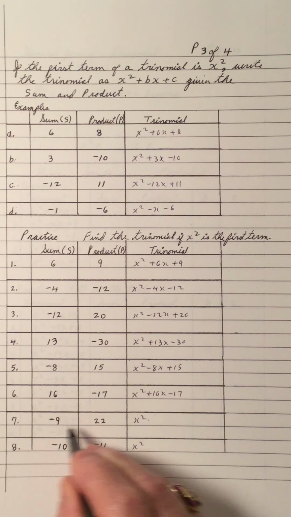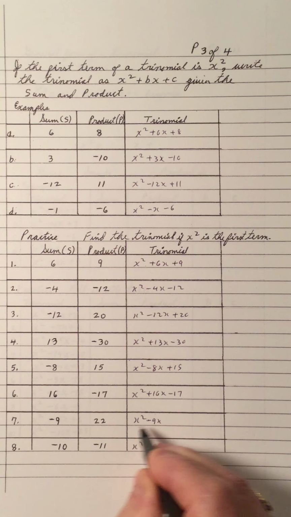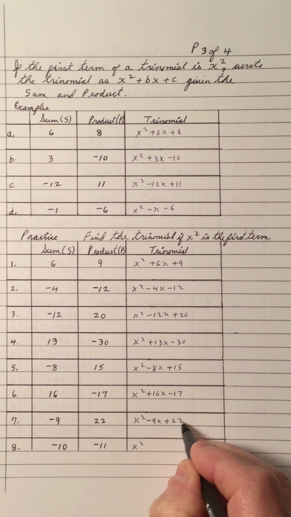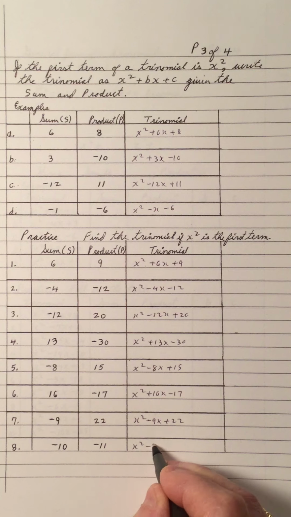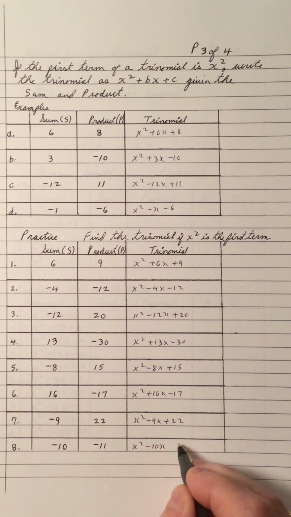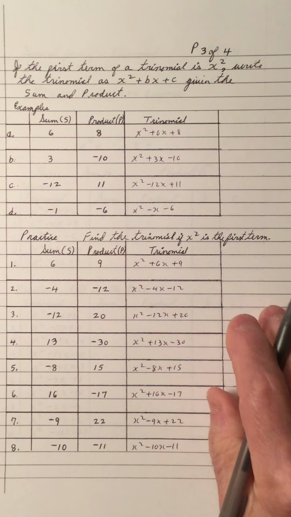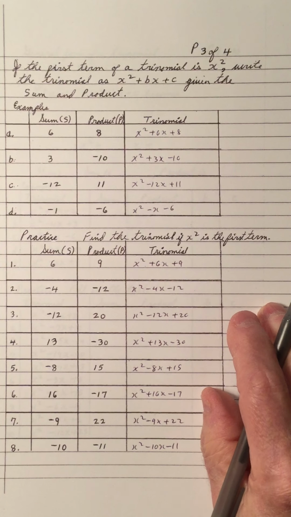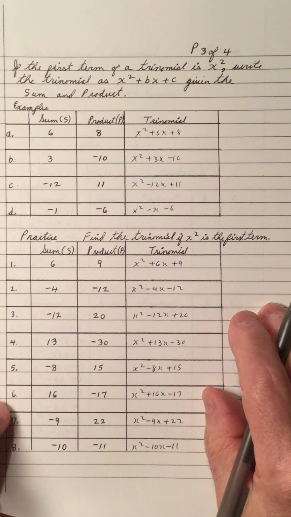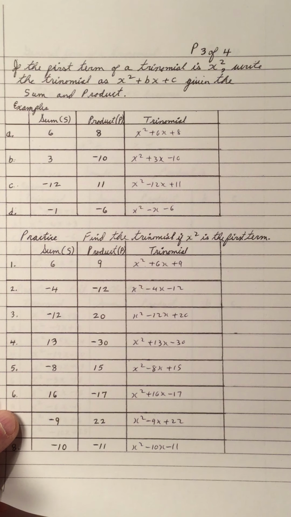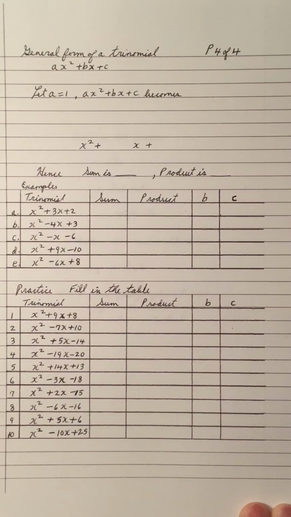Sum is -9, product is plus 22. Sum is negative 10, put an x with it, and the product is negative 11. So we've just reversed what we did, but by reversing it, it helps us memorize or learn what the pattern is. Let's go to the next page.